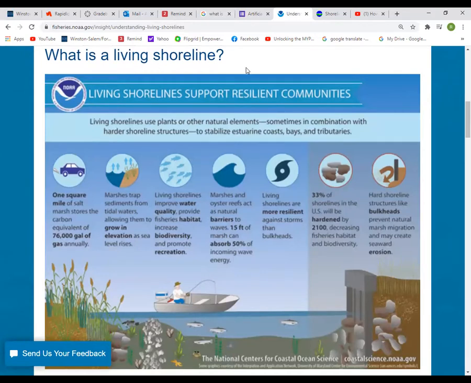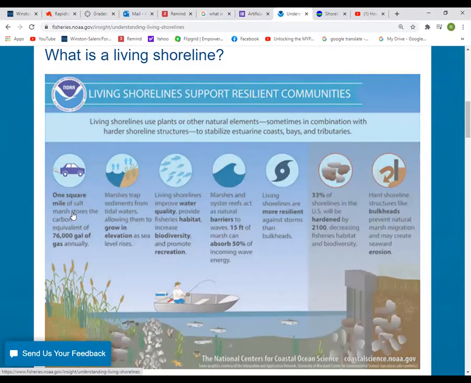We have to remember that the shorelines provide us with a lot of benefits. One square mile of salt marsh can store carbon equivalent to 76,000 gallons of gas annually. Imagine that. So this one mile of salt marsh can store this much carbon equivalent. Whoa, that's a very good source of energy.